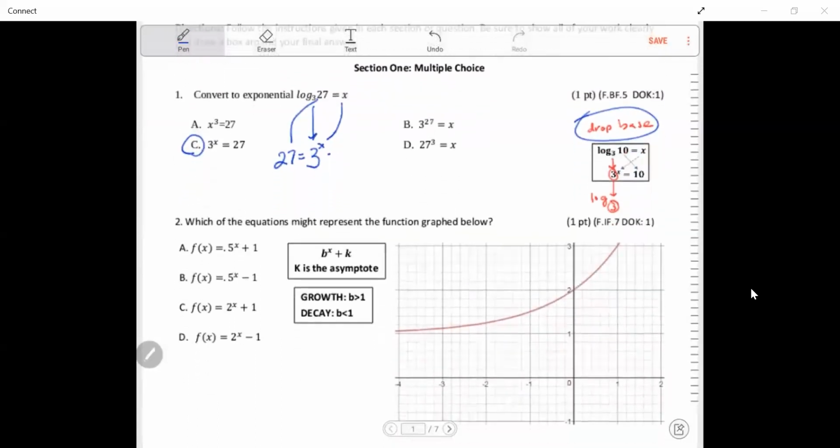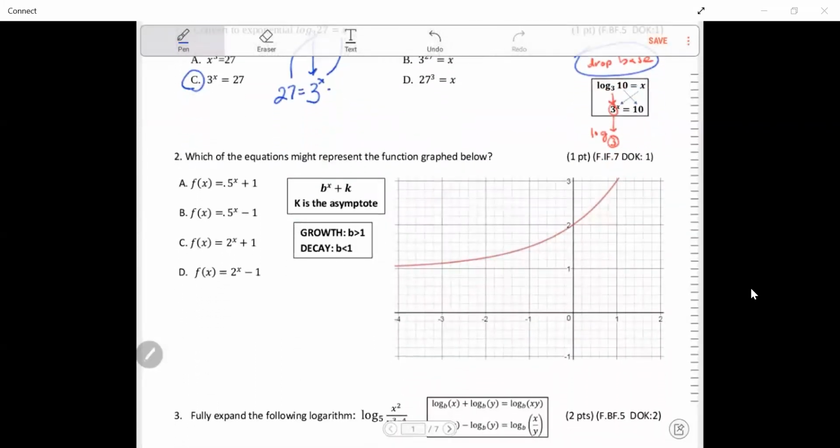All right, when we studied exponential equations, this is an exponential equation. There are two basic types of exponential equations. One looks like this, and it's a growth exponential equation. And the other one looks like this, okay? And this is a decay.